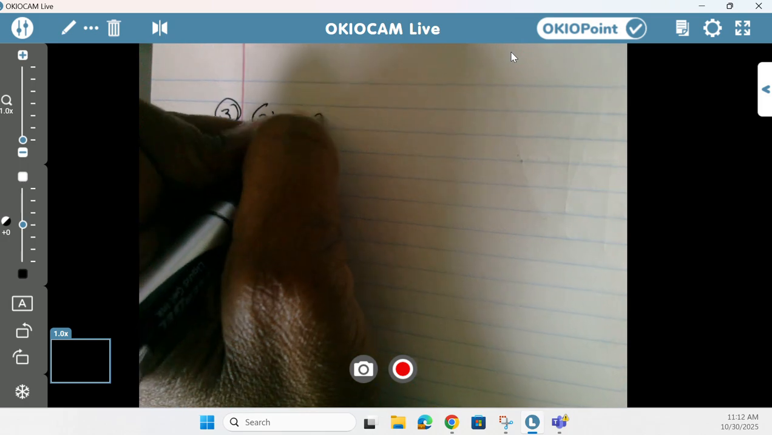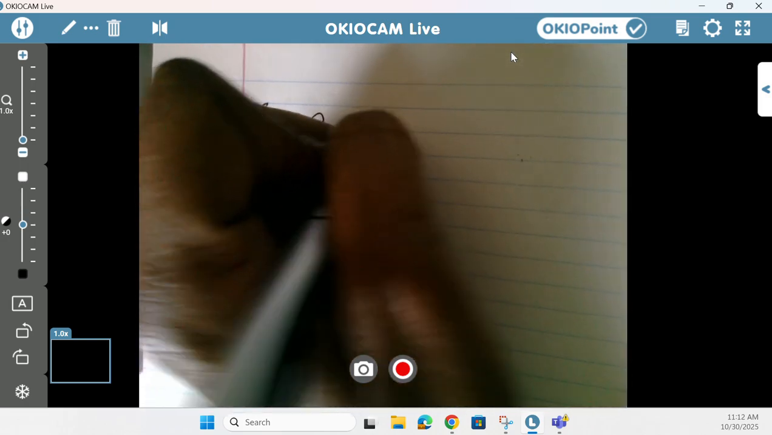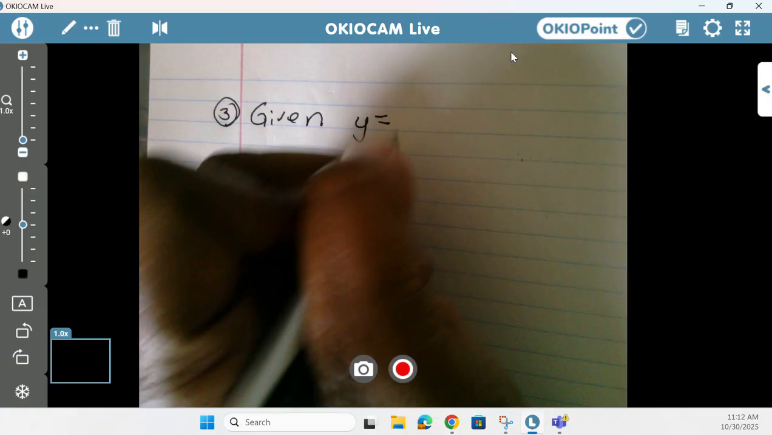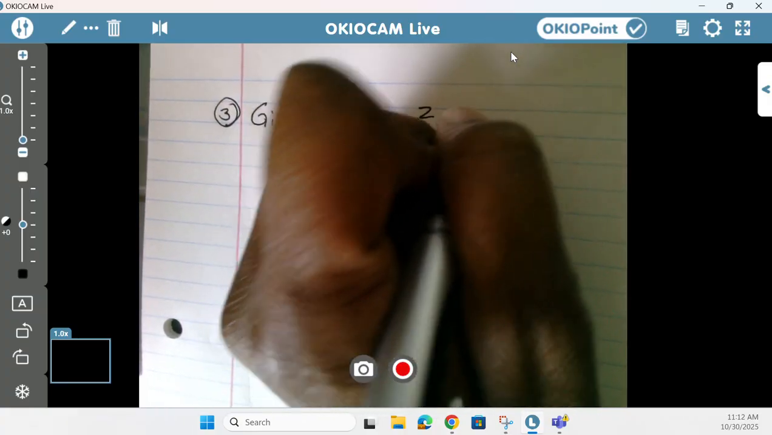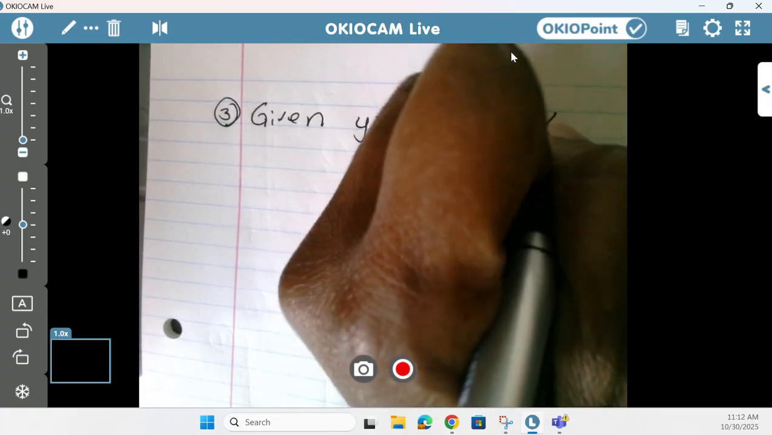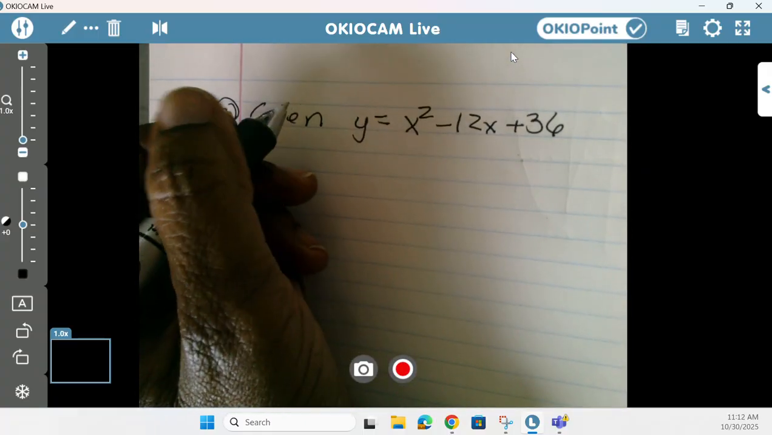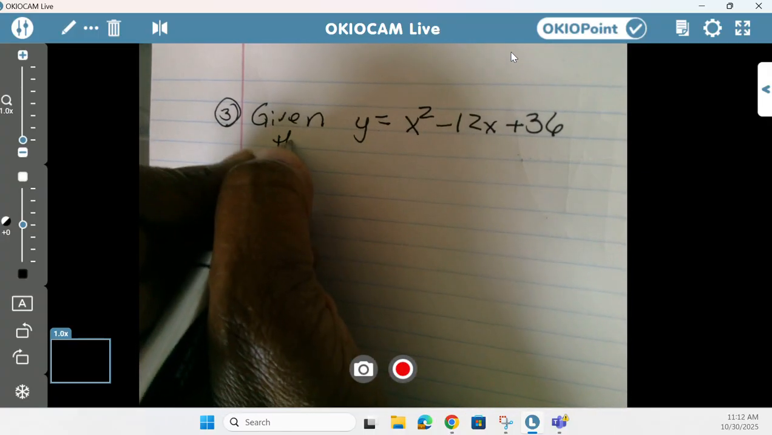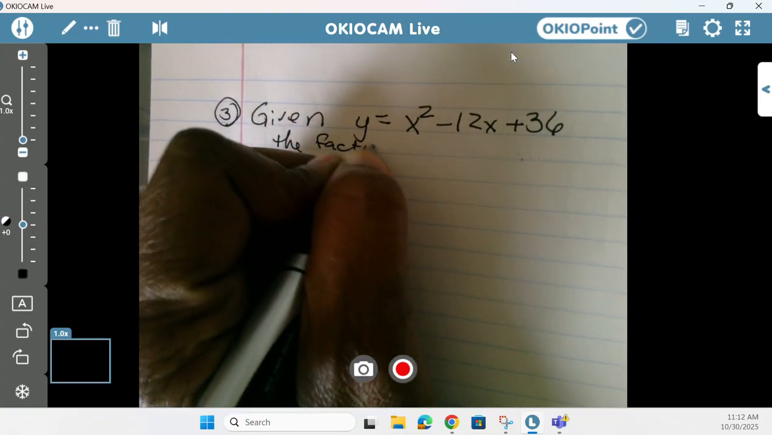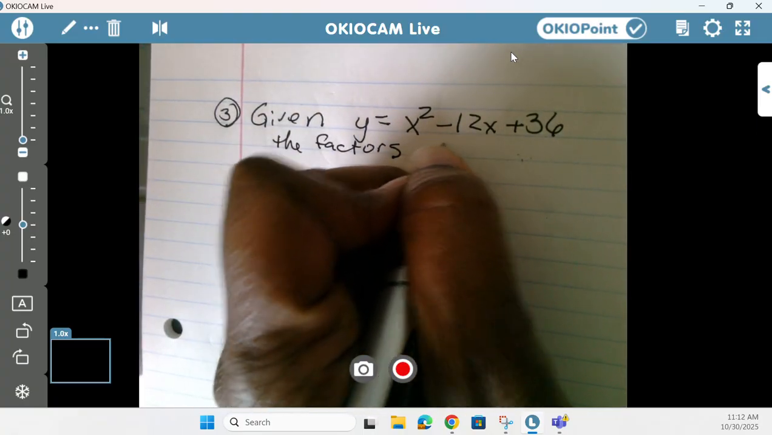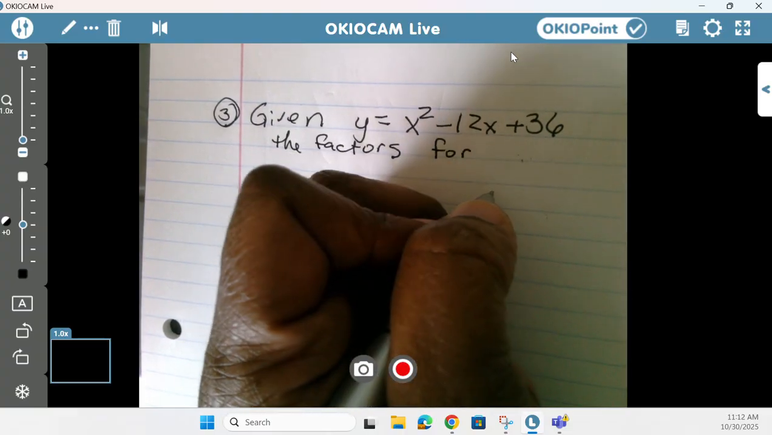Given y equals x squared minus 12x plus 36, the factors are who and what?